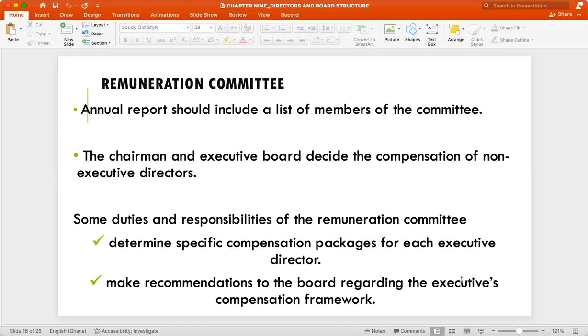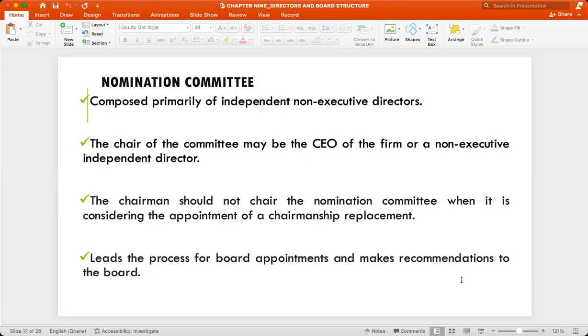Make recommendations to the board regarding the executive's compensation framework. All right. Then we have the nomination committee. Once again, it is composed primarily of independent non-executive directors. So far, you realize that the executive directors don't play a major role when it comes to this committee work, okay? Mostly, it is done by the non-executive directors.